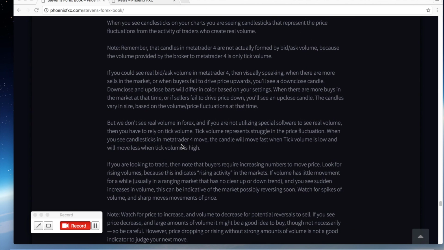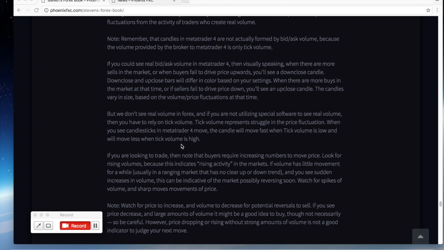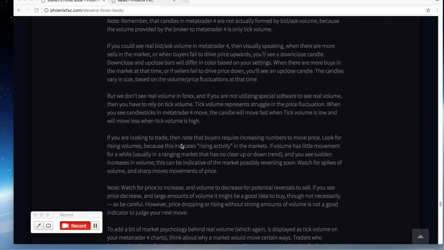So just remember this about volume. Candles in MetaTrader 4 are not bid and ask candles. You're not seeing bid and ask volume from the candles. You're only seeing the tick volume. If you could see real bid and ask volume in MetaTrader 4, visually speaking, there would be more. If there's more sells in the market when buyers fail to drive price upwards, you're going to see a down close candle. Down close and up close bars can differ in color based on your settings, but I use green and red, so just keep that in mind.